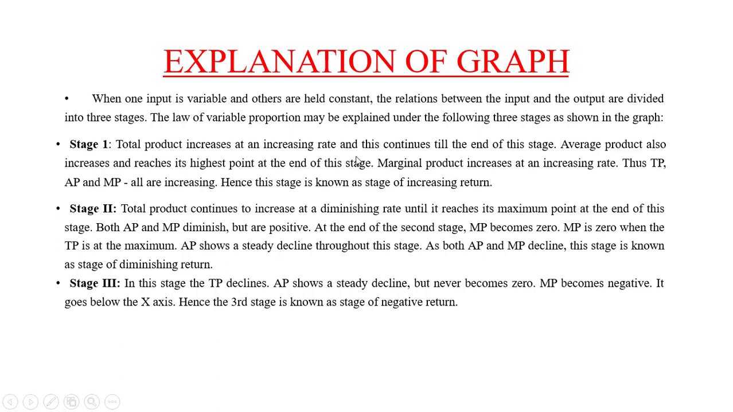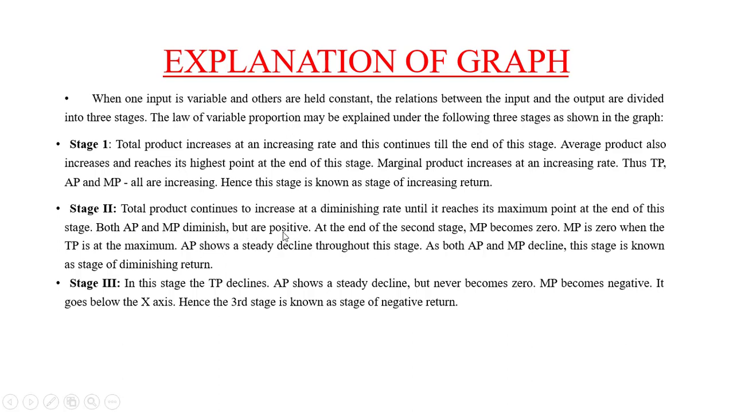So all the products, that is total product, average product and marginal product, increase in the first stage, and that's why it is known as stage of increasing return. It is known as what? Stage of increasing return. Now in the second stage, total product continues to increase, but not at a fast rate, so that's why it is called diminishing rate. It is increasing but not so fast. So it reaches a maximum point, and AP and MP are diminishing but are positive.